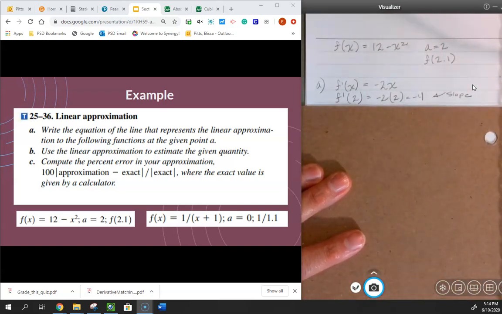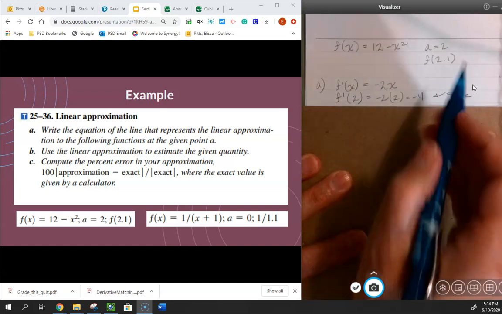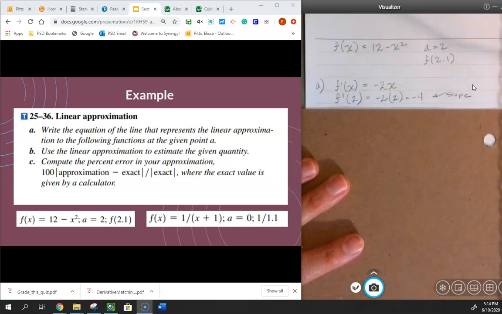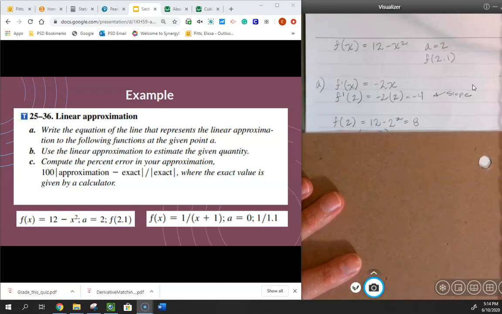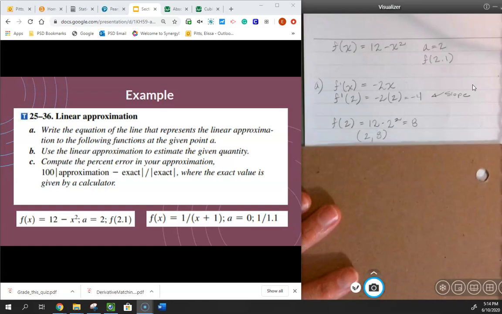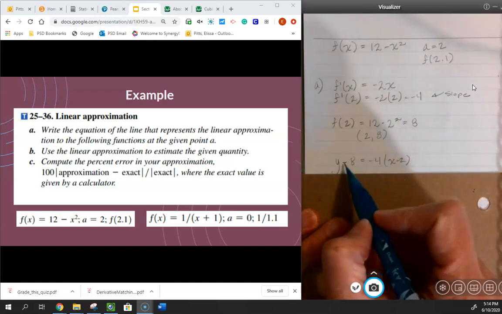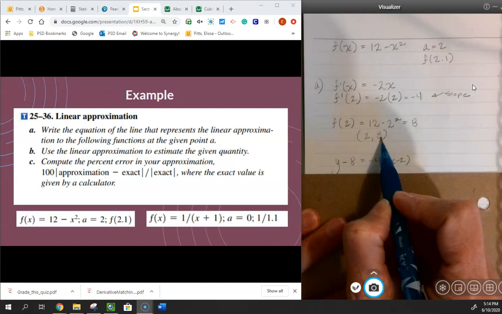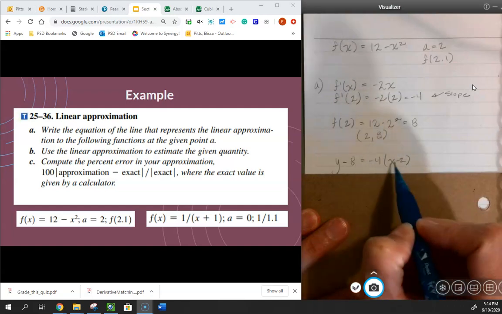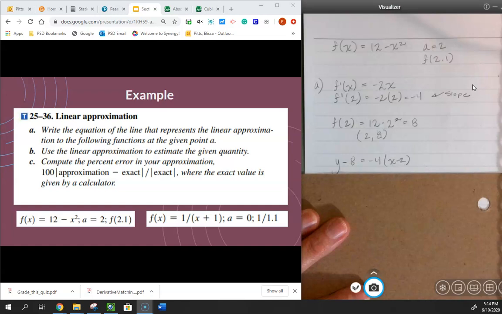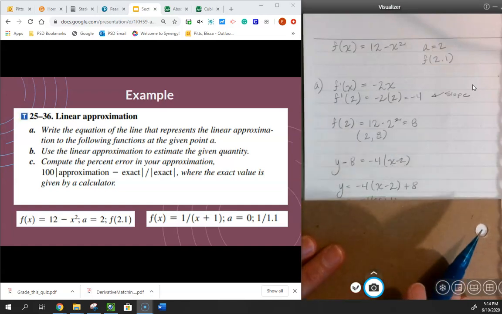Right? We also need a point. So we need to take this 2 and put it into our function to find the actual point. So 12 minus 2 squared is 4, 12 minus 4 is 8. And so we get the point (2, 8). Now we're going to write the equation of a tangent line. Again, I use y because I'm used to that. So I say y minus the y value of the point equals the slope times x minus the x value of the point.